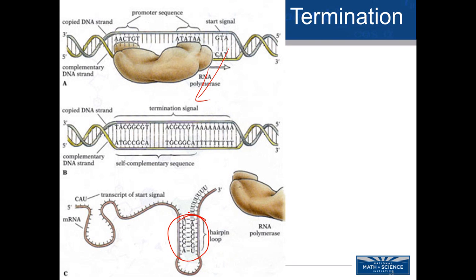And then it turns out there's an extrinsic factor, and that means that what attaches here is a protein called a Rho protein, and as it goes through, once it hits this area right here, that will also cause the RNA polymerase to fall off. And that, my friends, causes the end or the termination of transcription.